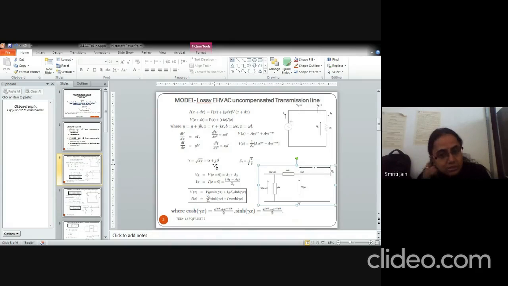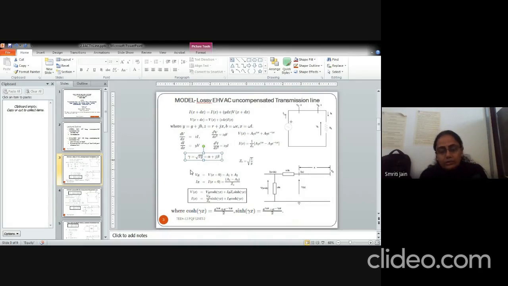Here Z is R plus jX, and Y is G plus jB, so gamma will also be a complex number. Let us define it by alpha plus j beta. The characteristic impedance Zc, if we solve Ix, will be given by the square root of Z by Y.